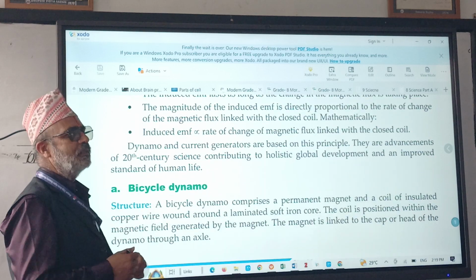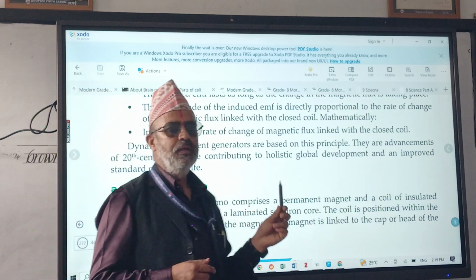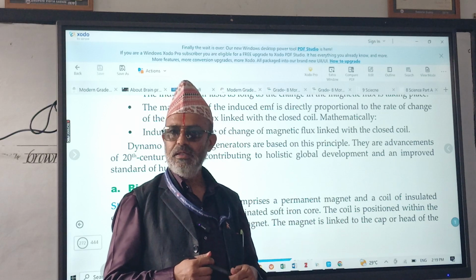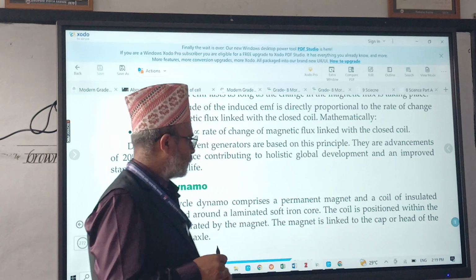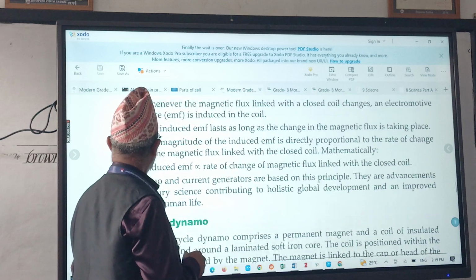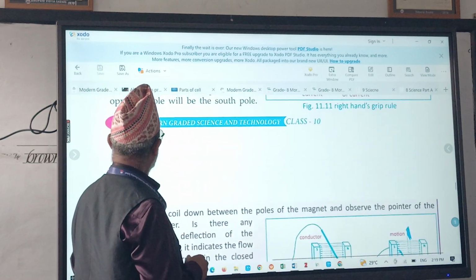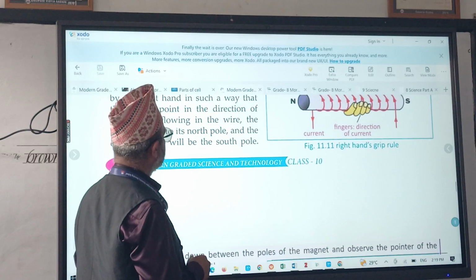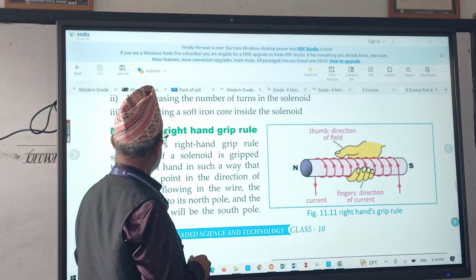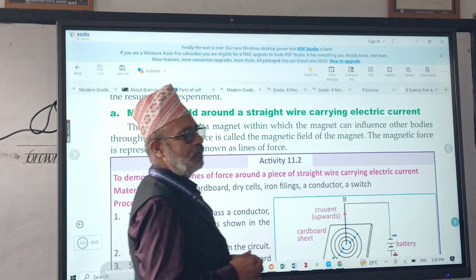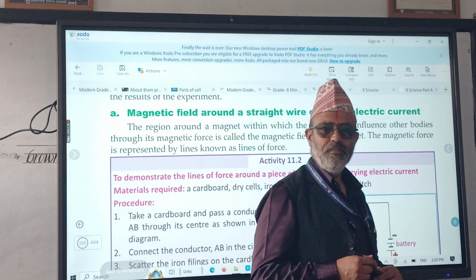The devices based on this will be discussed in another period. Is that clear? At first, take out your book and read it. Which page numbers are there? 266, 67, 68, right? 3 pages are there. Then you can do your activity. Is that clear? Come on.